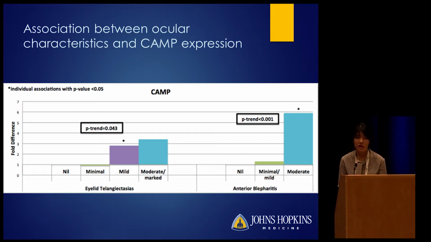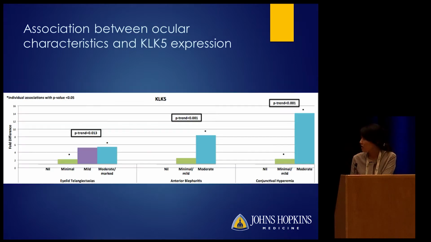And then for cathelicidin, you can see that with increasing severity of eyelid telangiectasias and anterior blepharitis, there was an increase in the cathelicidin expression. So similarly for KLK5, again we see that for increasing severity of eyelid telangiectasias and anterior blepharitis and now conjunctival hyperemia, you have increased target gene expression.